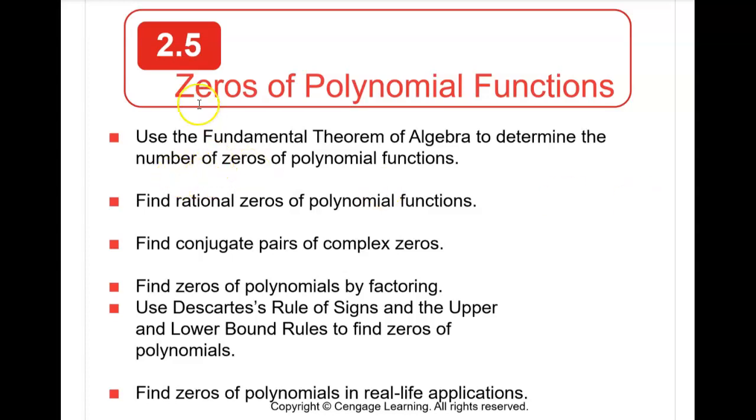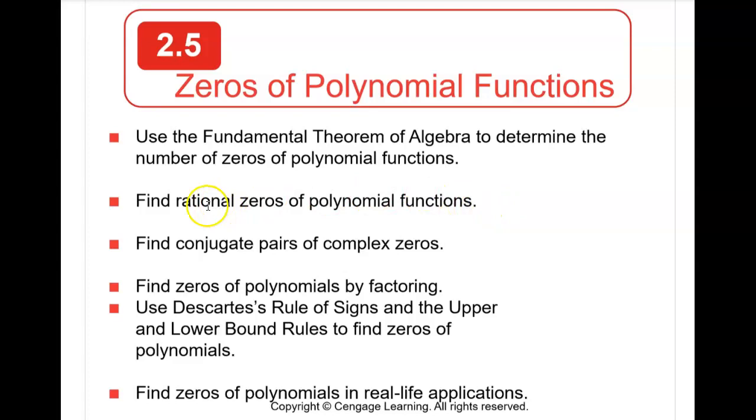Hi, this video will cover section 2.5, zeros of polynomial functions. We have several objectives, so I'm going to try to mention them quickly. One of those will be the fundamental theorem of algebra to determine the number of zeros of polynomial functions. This one has something to do with factoring. Then the second objective, find rational zeros of polynomial functions.